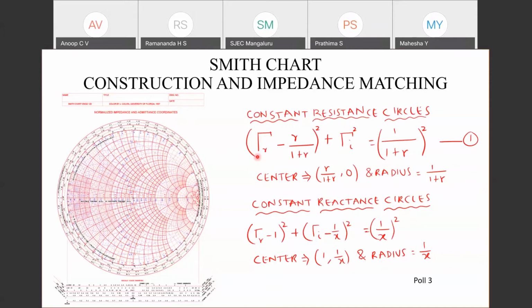The center of a circle is r by 1 plus r, comma 0. If you can visualize it, you can straight away give the answer. Otherwise, we can use GeoGebra also. If you have access to GeoGebra, try it out. You can just type in x by 1 plus x and see how that curve goes. Otherwise, I'll just show you how to visualize it. Then we'll move on to the Smith chart construction demonstration.